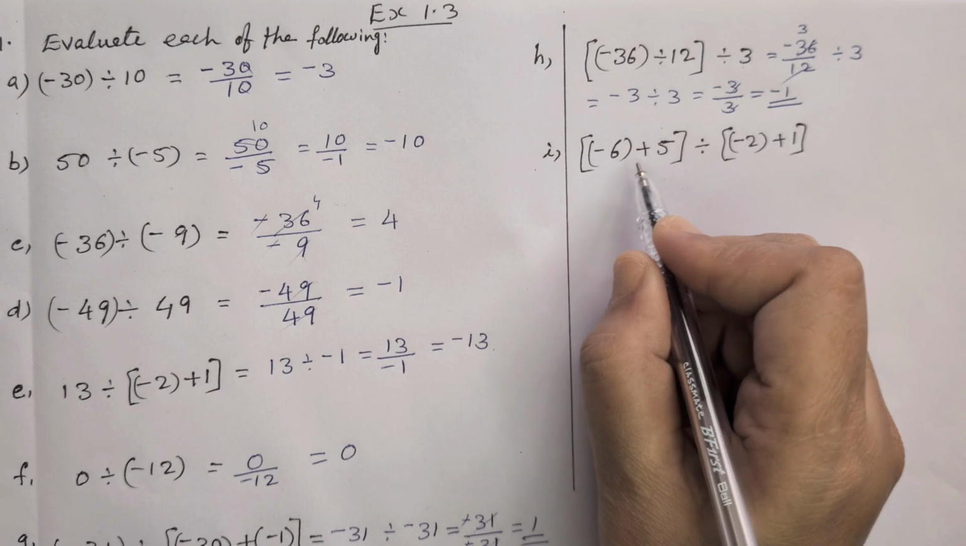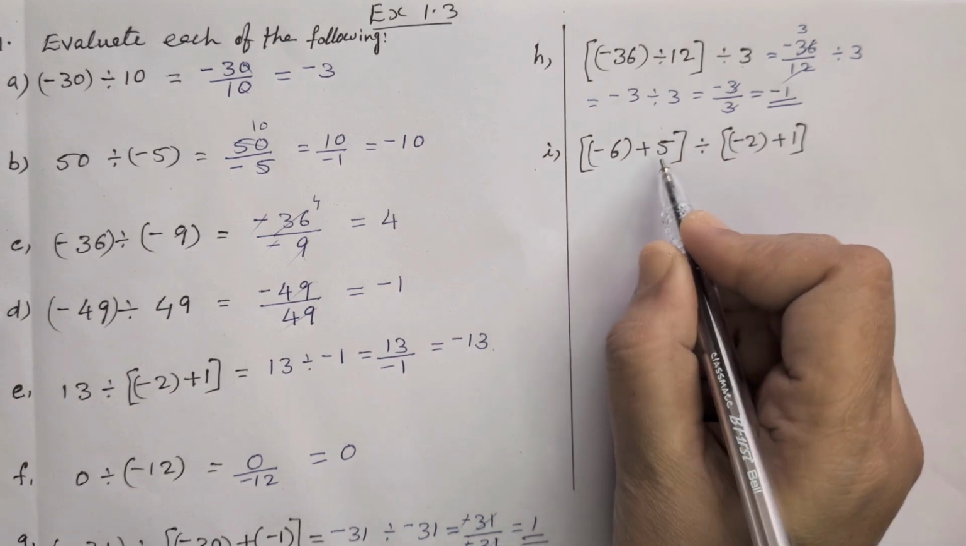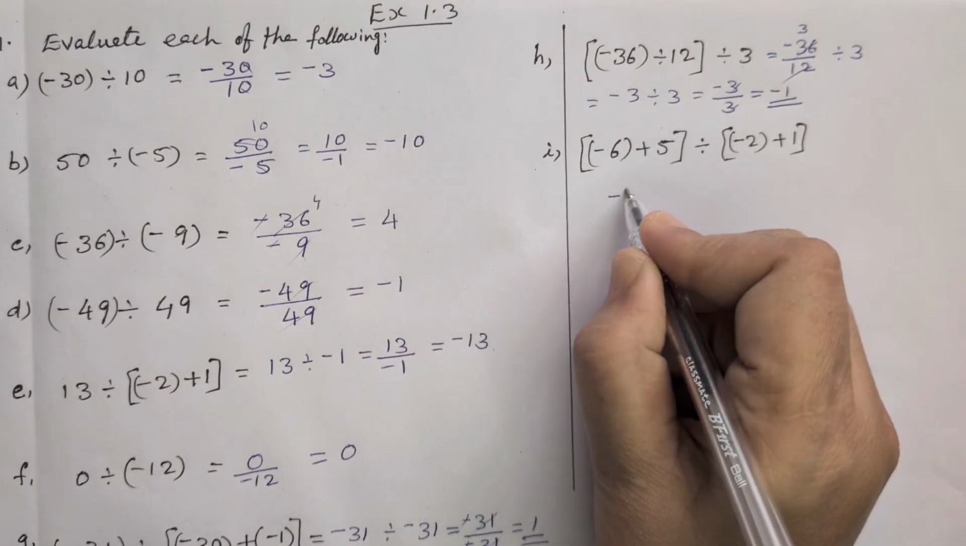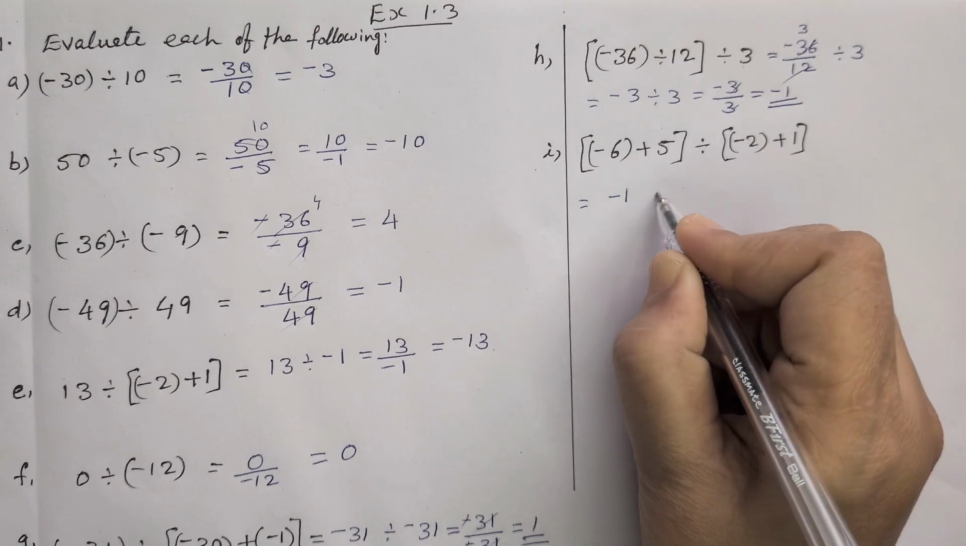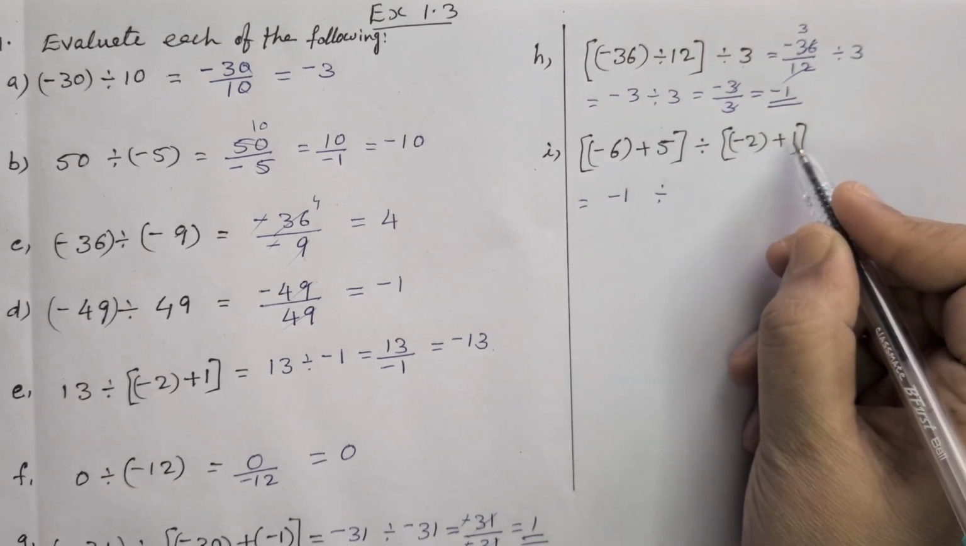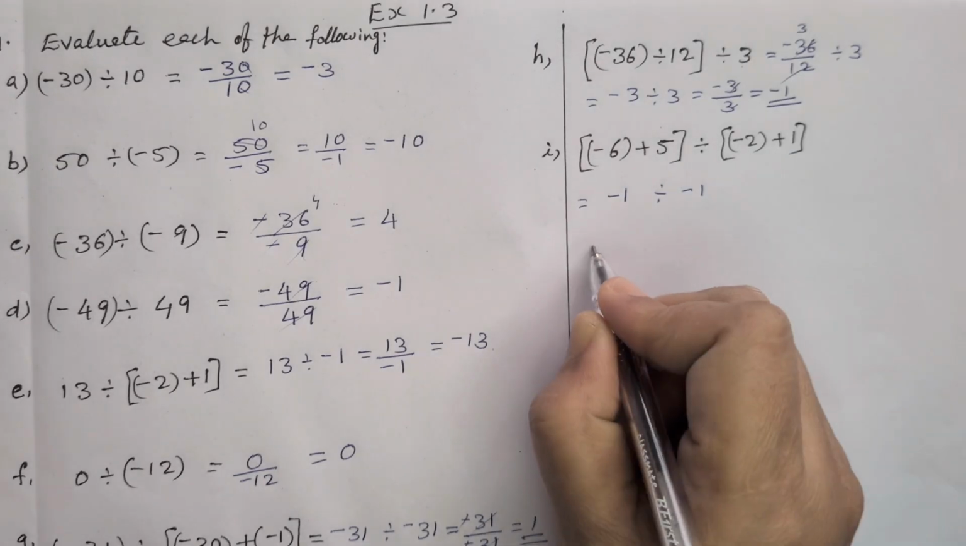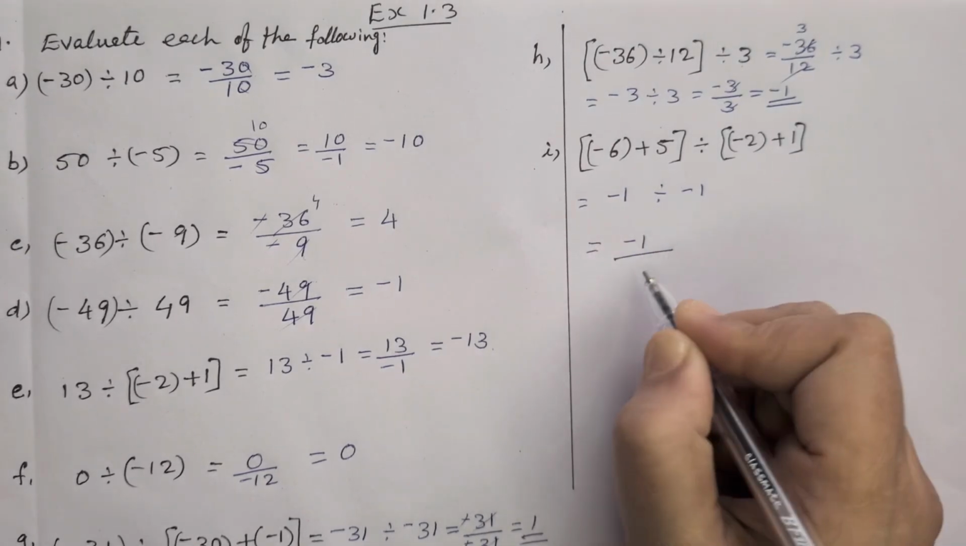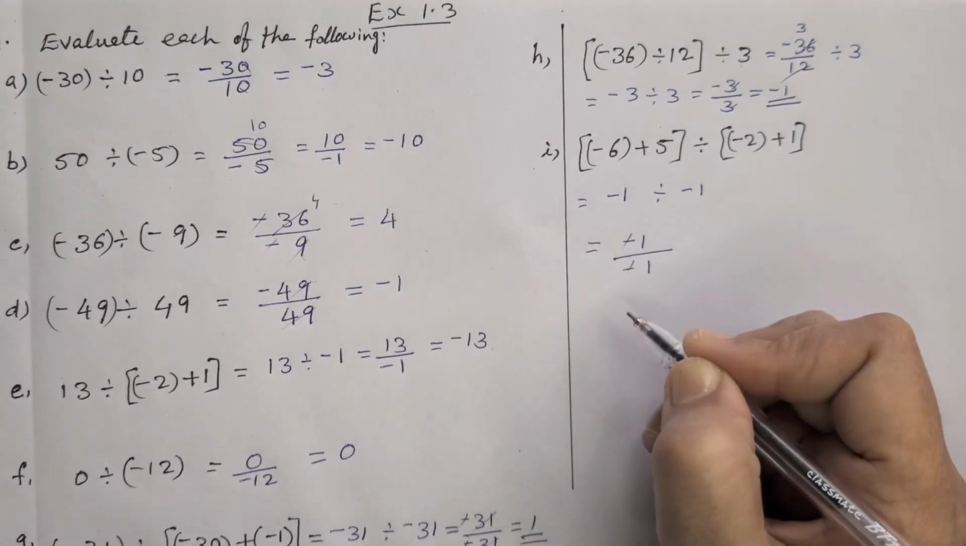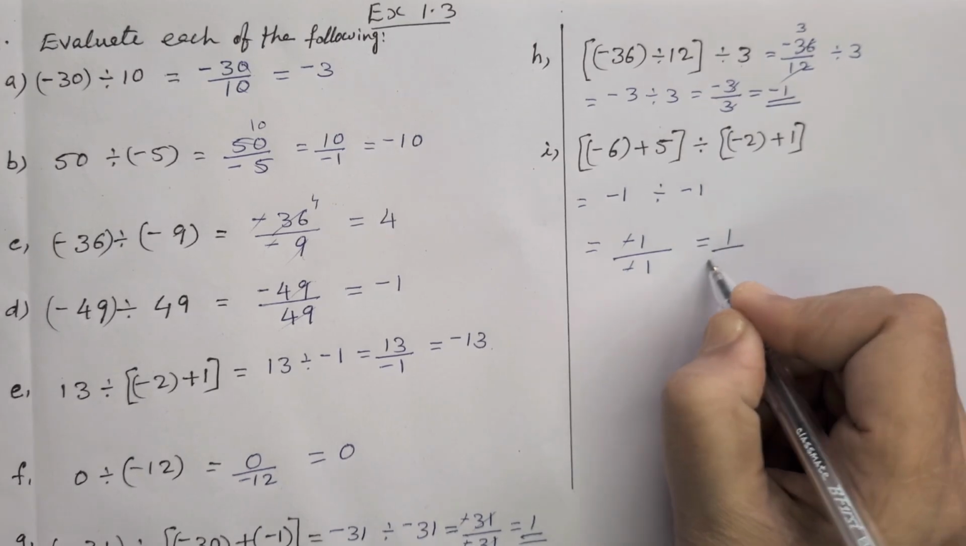Here we can see two square brackets. First is minus 6 plus 5. So minus 1 divided by minus 2 plus 1. When we adding, minus 1. So minus 1 divided by minus 1. Minus we can cancel, is equal to 1.